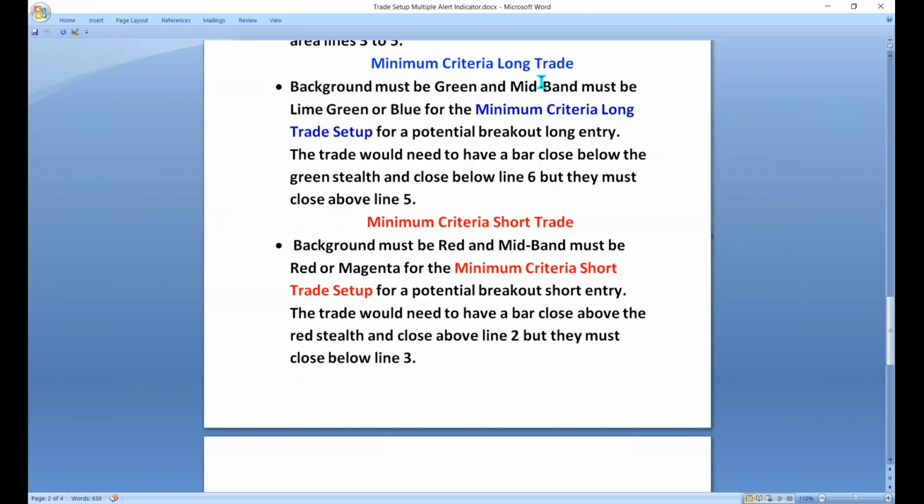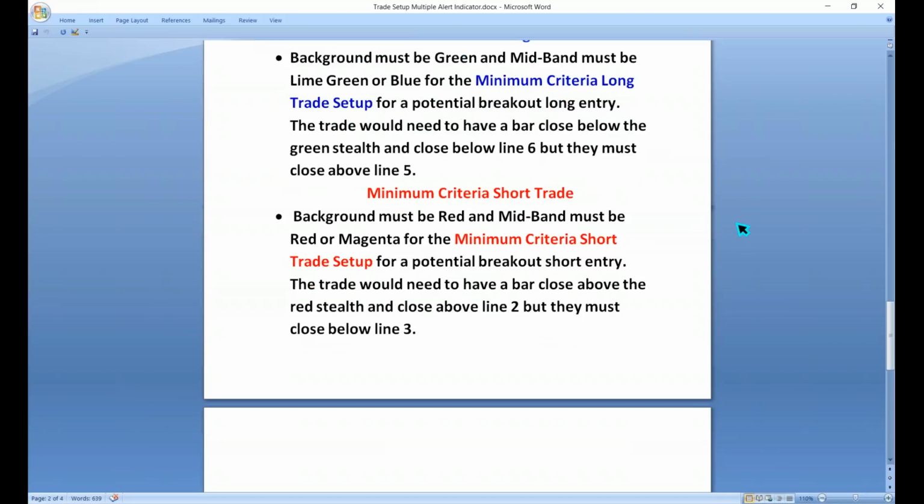But a minimum criteria long trade, you really want the background to be green and the midband to be lime green or blue, not yellow. Okay? And you won't have a flat midband either. You're going to be stair-stepping. As long as you're stair-stepping, you're looking for this minimum criteria long trade setup, and the trade would need to have a bar closed below the green stealth line and close below line 6, but they also must close above line 5 or they're going to get into the mid-band area.